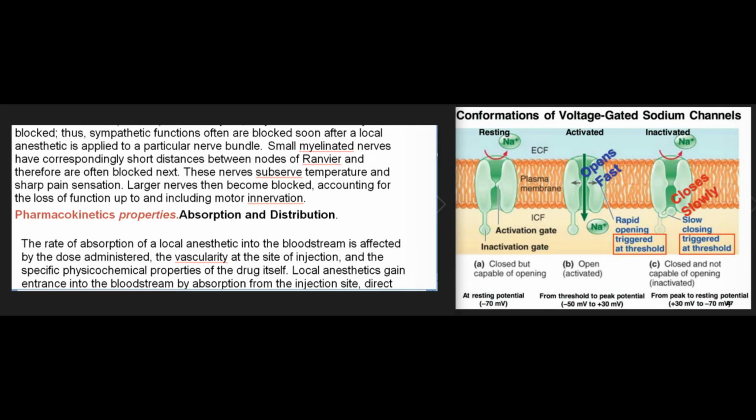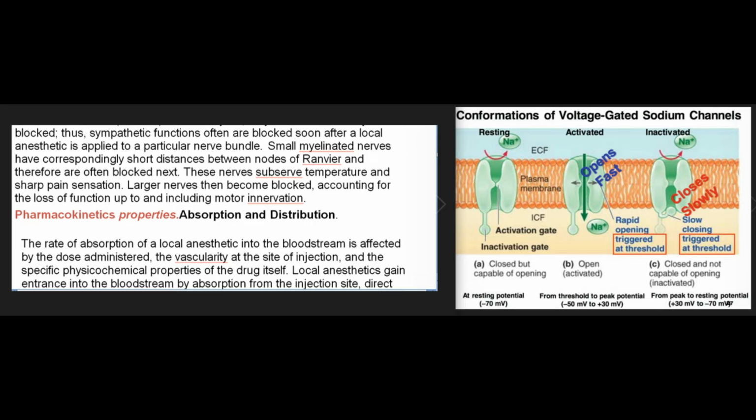Larger nerves then become blocked, accounting for the loss of function up to and including motor innervation. Pharmacokinetic properties: absorption and distribution. The rate of absorption of a local anesthetic into the bloodstream is affected by the dose administered, the vascularity at the site of injection, and the specific physicochemical properties of the drug itself.